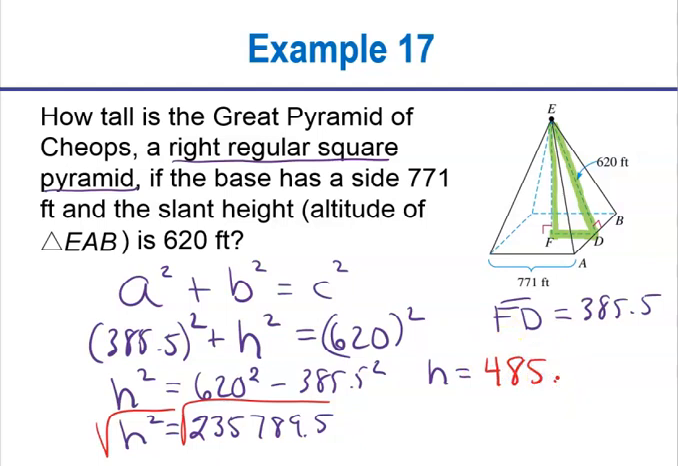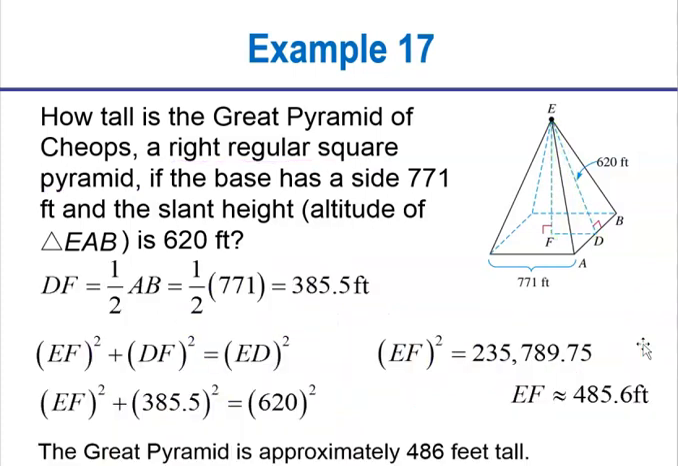Now, remember, I took that 771 feet and divided it in half, and that gave me 385.5. I really don't want to take it out any further than that, so let's just say 485.6 feet would be the height of our pyramid. In fact, they might have just written that as 486. Let's find out how this went. Okay, they wrote it as 485.6.